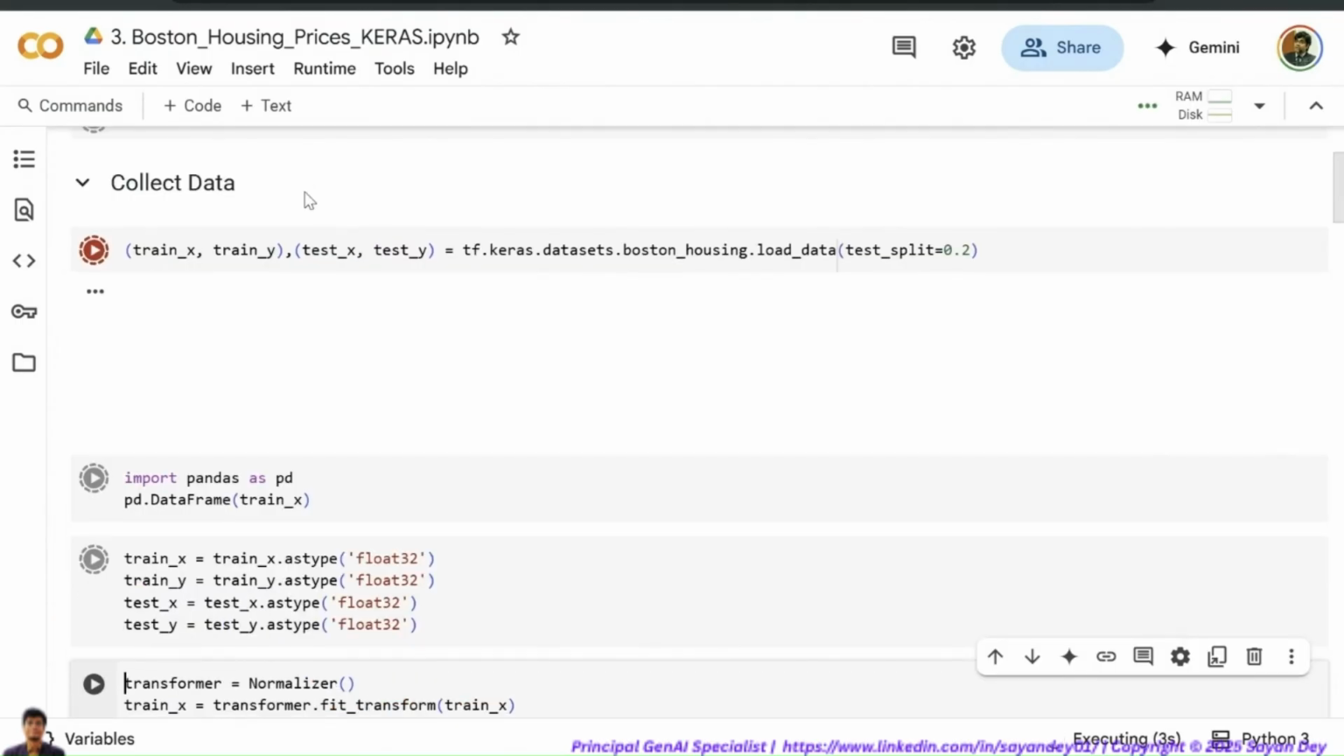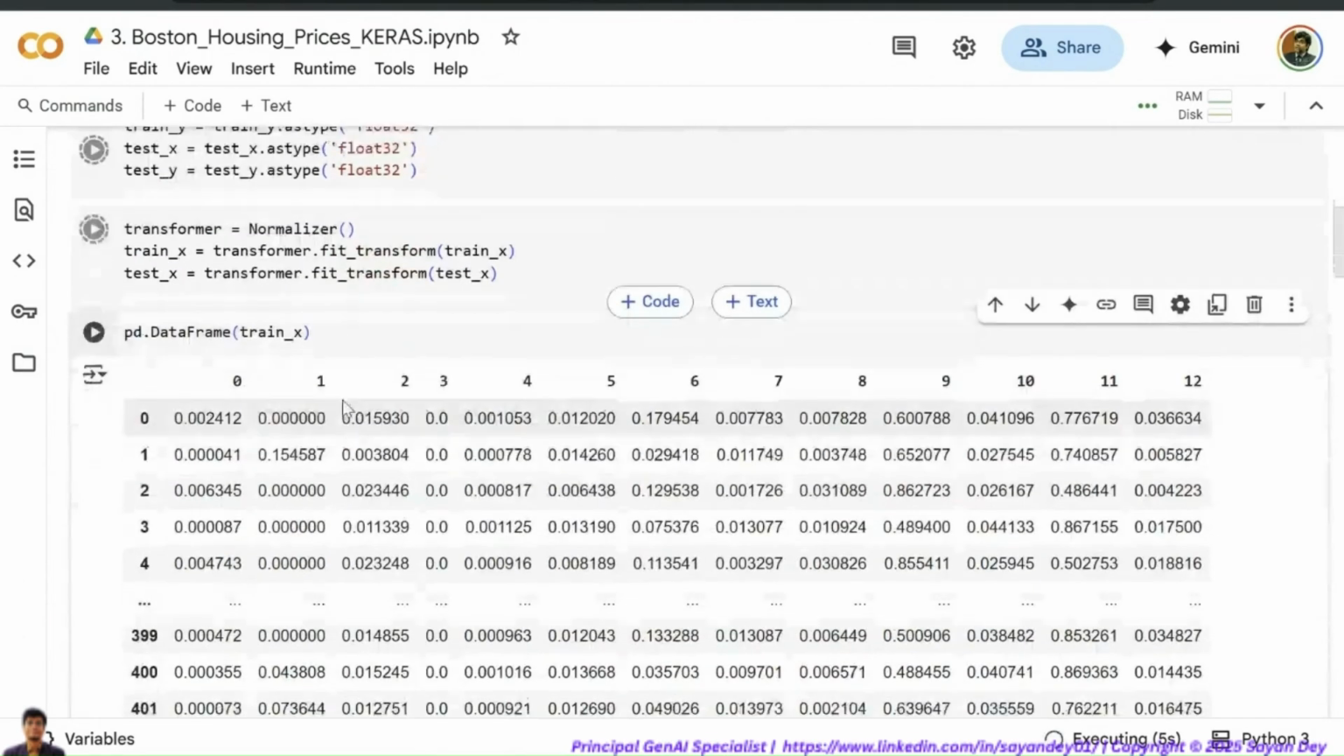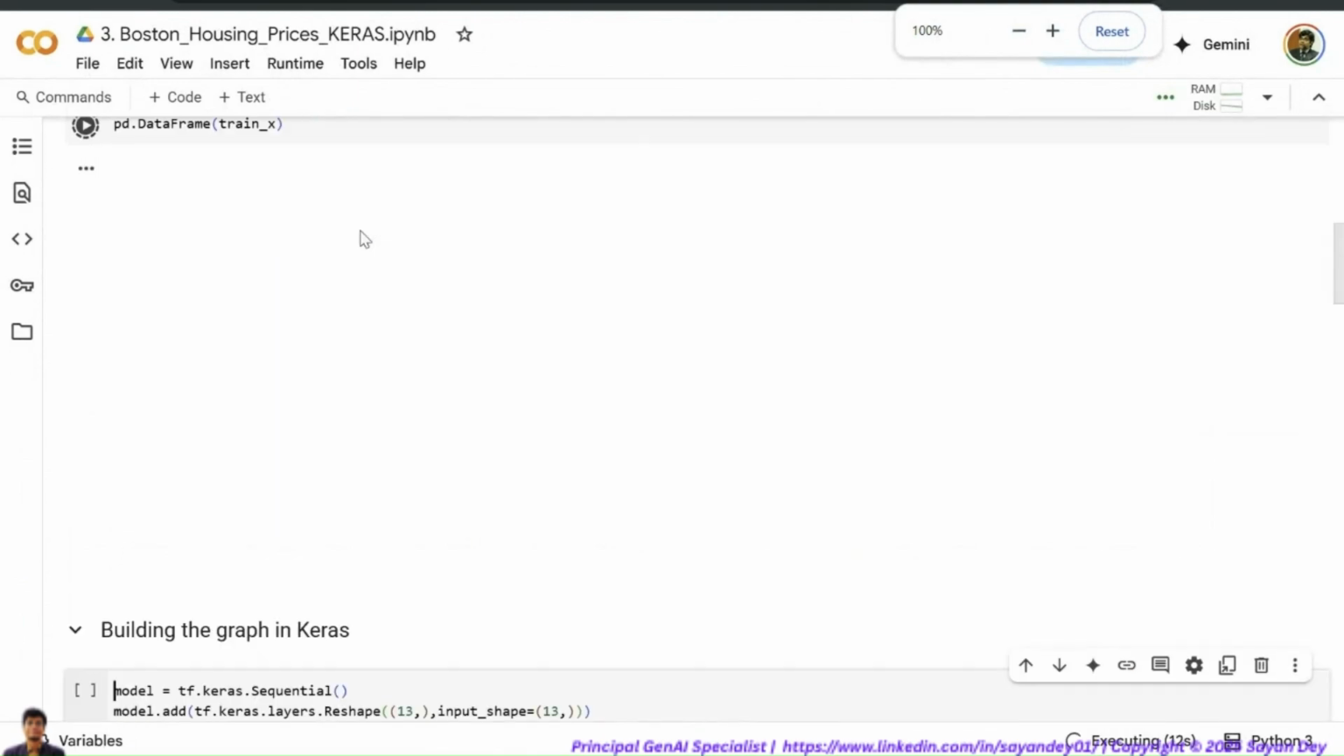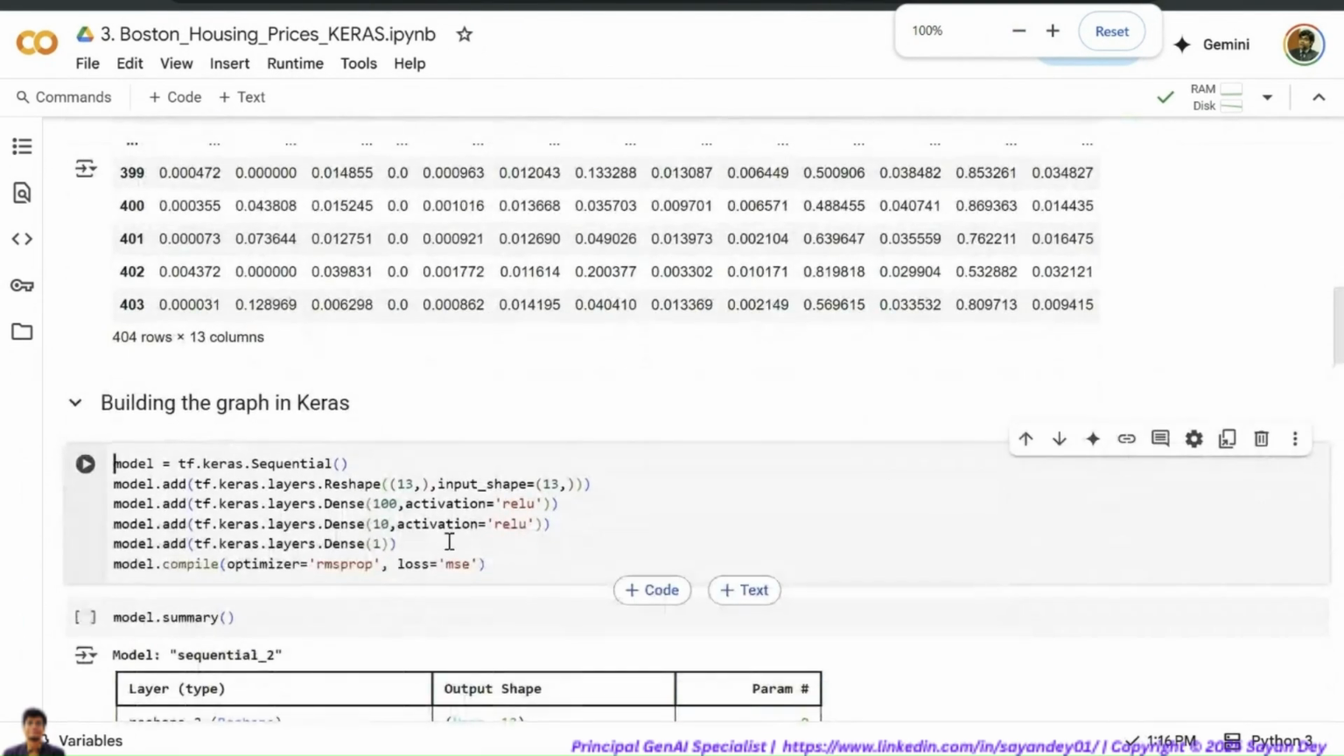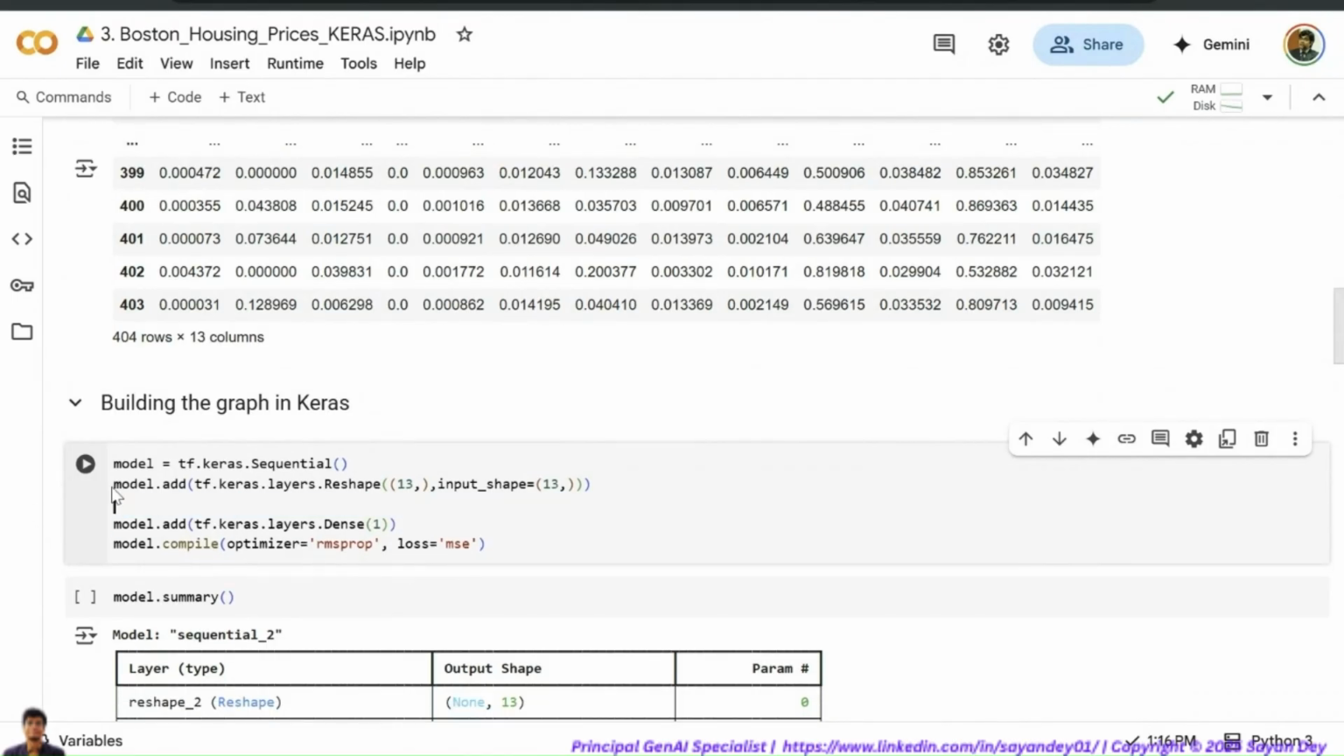And this is my data frame. And we do some normalization. This is done for scaling because my data is on very, very different scales. This is just an initial bit of scaling I did. And what I really want to do is come to this part. This is the most important part, where we are actually building a graph in Keras. This is the most important piece of code.